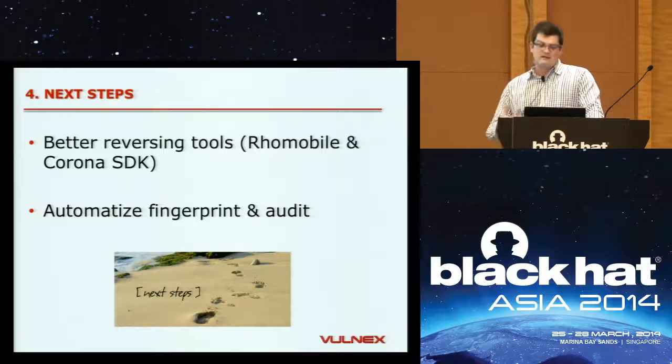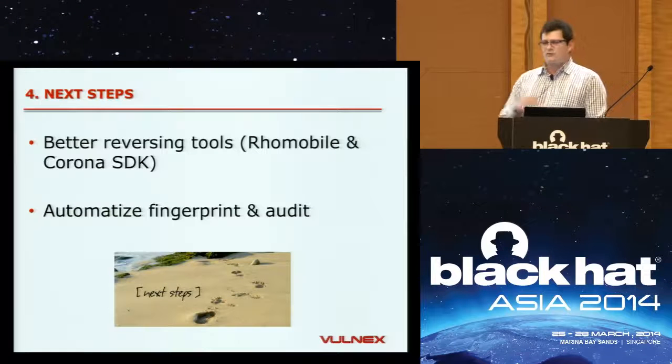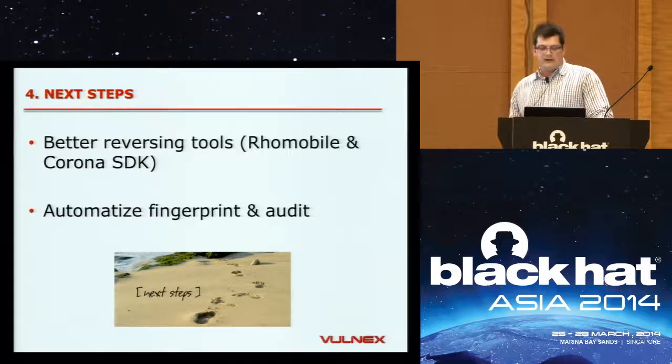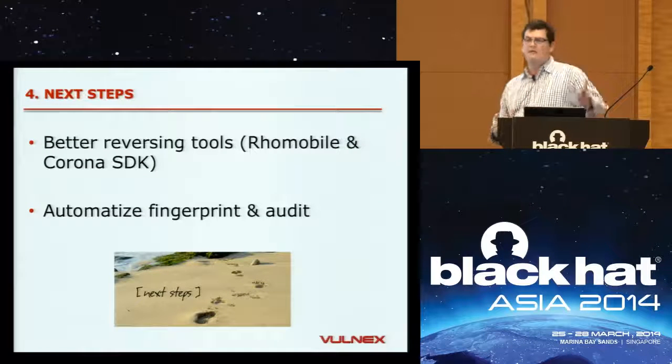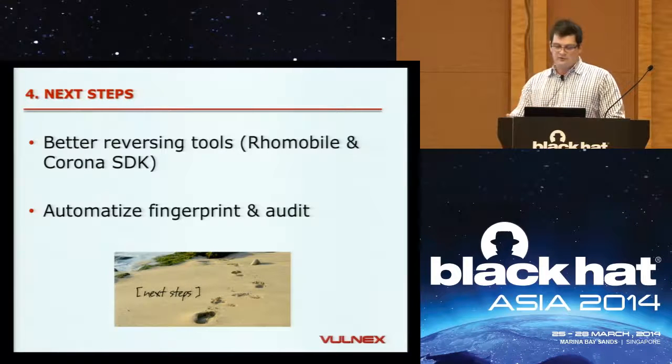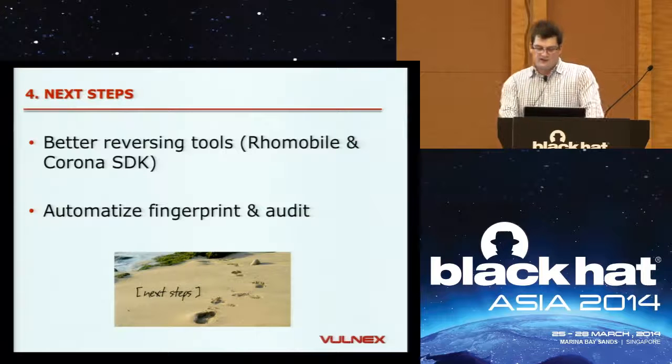Next steps. So this has been quite manual work. For sure, we need better reversing tools, especially for Ruby mobile and Corona. We are working on that, and we want to automate. We are writing some tools to automate this and fingerprint applications. For example, when downloading an Android or iPhone application, to fingerprint what technology it is using and do an audit, everything automatic. Unfortunately, I cannot show you that because the tool is not working properly yet, but we are working on it. It's just a matter of time.